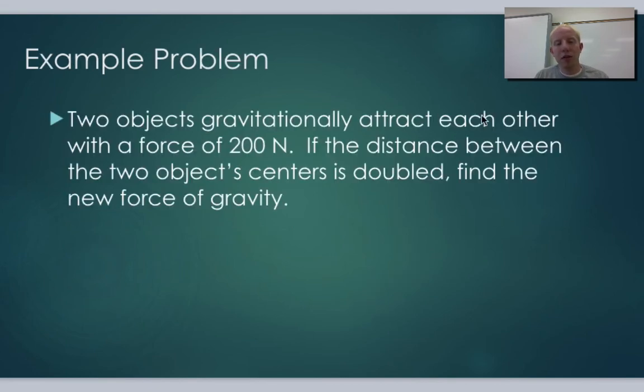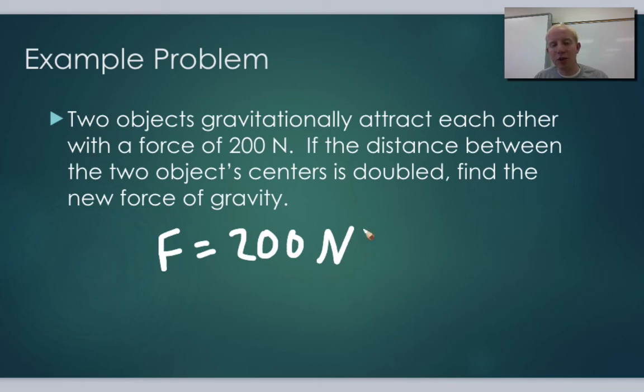Two objects gravitationally attract each other with a force of 200 newtons. If the distance between the two objects centered is doubled, find the new force of gravity. So this is how I like to think of it. We know that the force is 200 newtons, and now we're changing something. We're changing the distance. We could have changed the masses. We could have changed something about this setup. In this case, we've doubled the distance.